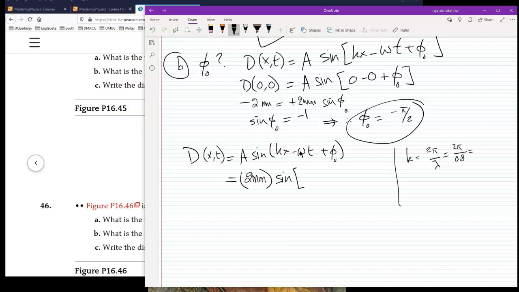If you do the algebra here, k will be 5 pi over 2. Okay? And then omega, which is 2 pi over tau, and that will give me 10 pi. Work it out. You'll find out this is correct. So anyway, we have kx, which is 5 pi over 2 x, minus 10 pi t, minus pi over 2. Okay? And there we go. This is the displacement function.